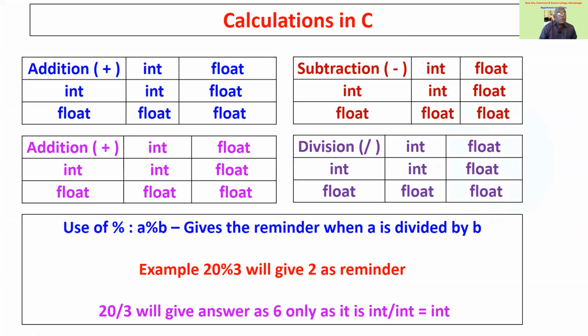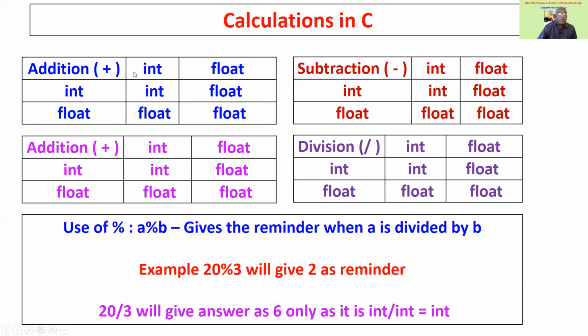Okay. Now I told you before how calculation takes place. So let us see here. If you are performing addition in C, you have one value here and one value here. Suppose one value is an integer and the other value is an integer. You will get the output as an integer also. If one value is an integer and the other value is floating type, your result will be floating type.